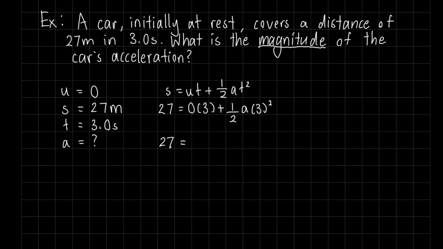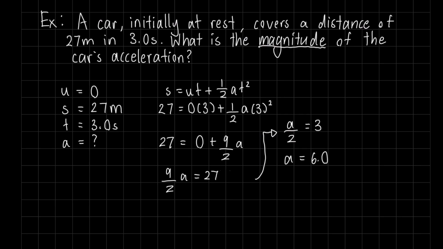So this is just 0. This is just 9/2. So we have 9/2, A equals 27. Let's move this here. So this can just be simplified too, because 27 and 9 cancel out. Here it is just that. So then A would just be 6 meters per second squared.